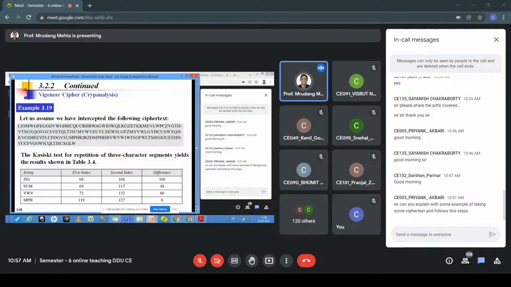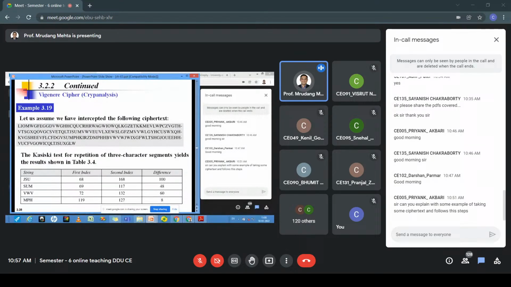This is encrypted, and we want to generate plaintext from this encrypted text. The Kasiski test for repetition of 3-character segments yields this table. Right, now we have to apply the Kasiski test.